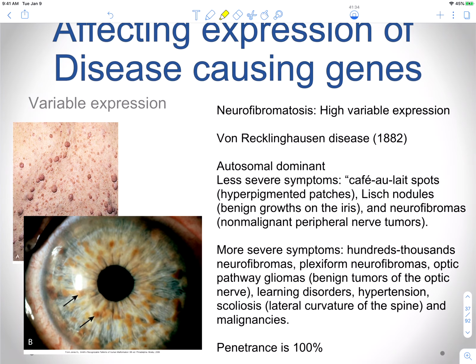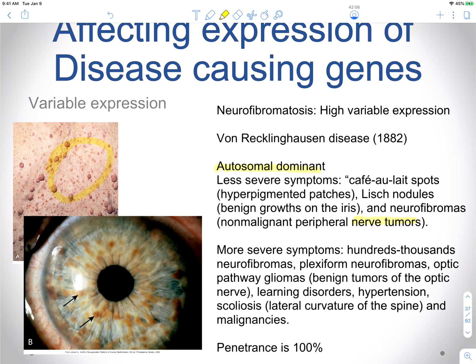So here's variable expression of neurofibromatosis. You have an autosomal dominant, so this is going to lead to different types of phenotypes. Less severe symptoms are going to lead to café au lait spots on your surface, shown here. You can have hyperpigmented patches. You can have nodules form, neurofibromas, which are going to be nerve cell tumors.